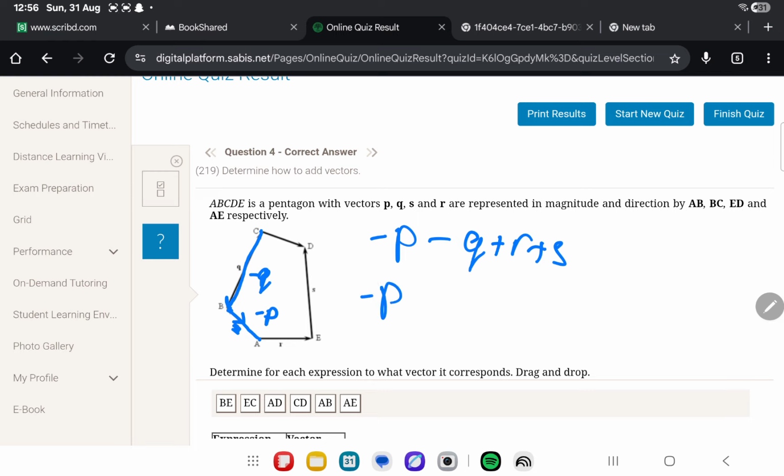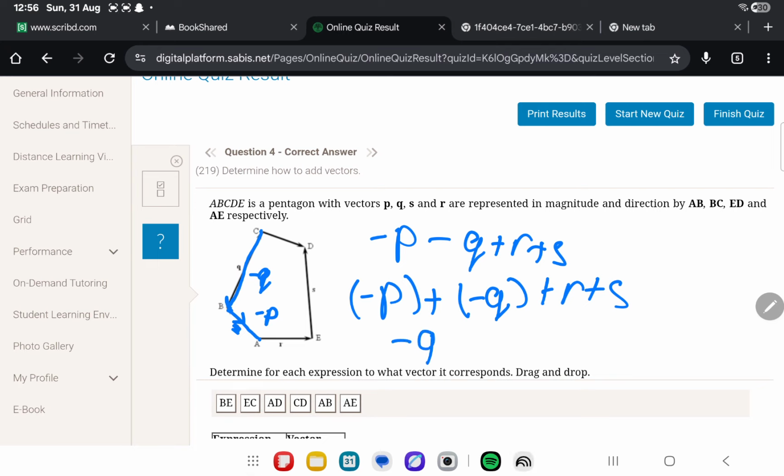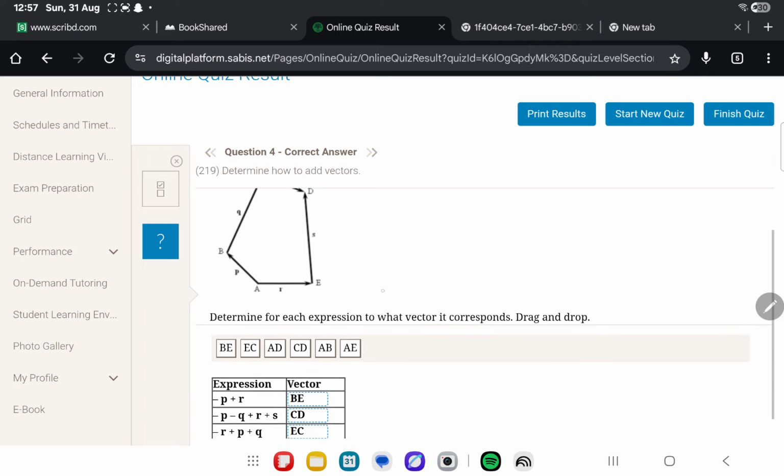Well, remember that you can write it like this: minus P minus Q plus R plus S. Then you remember that addition is commutative. So it's going to be minus Q minus P plus R plus S. It's the exact same thing. So minus Q is C to B, then minus P is B to A, then R is A to E, then S is E to D. So you're going CB, then BA, then AE, then ED. So this is actually vector CD. Again, you're tracing out the path. So that's the answer, CD.